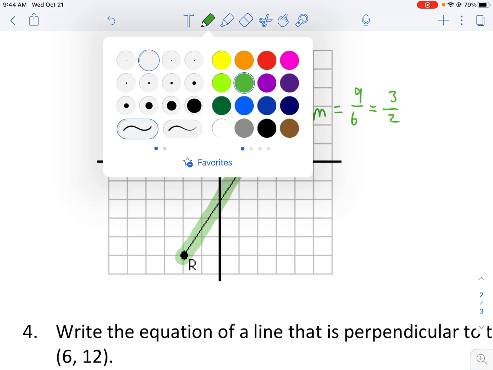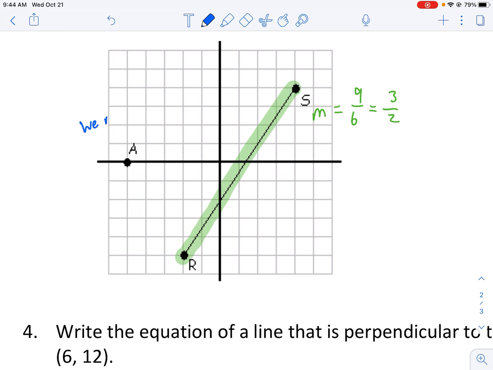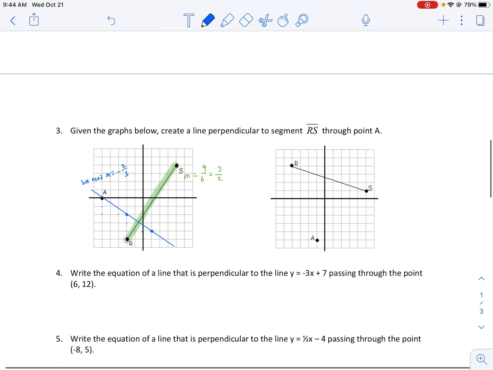So the slope of the line we want to draw, which we'll make blue, we need m to be equal to the opposite reciprocal. So reciprocal is 2/3, opposite makes it negative. So start at point A and just use the slope of negative 2/3. So we're going to go down 2 over 3, 1, 2, 3, down 2, 1, 2, over 3, 1, 2, 3. And if we draw a line connecting those points, then the line we just drew is in fact perpendicular to the line highlighted in green, because they have opposite reciprocal slopes.